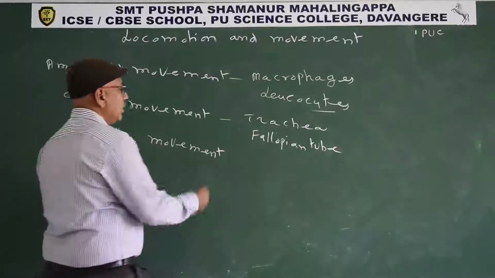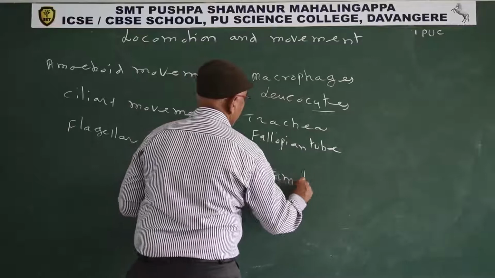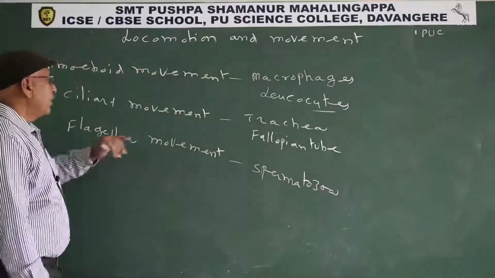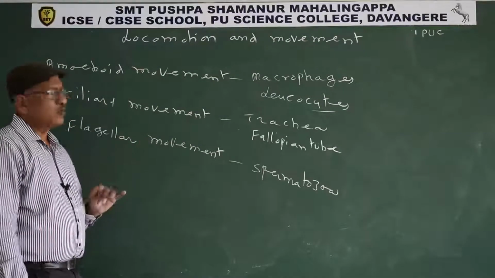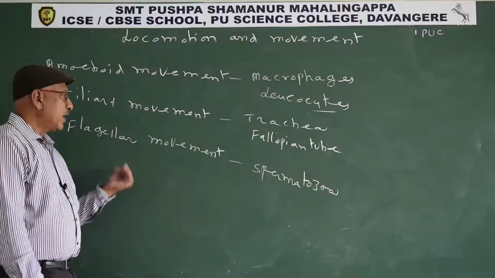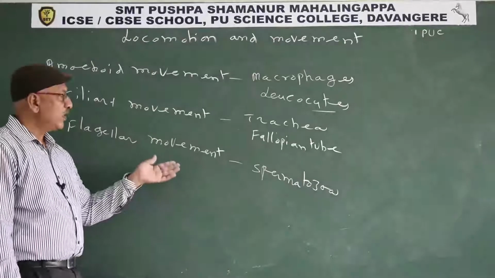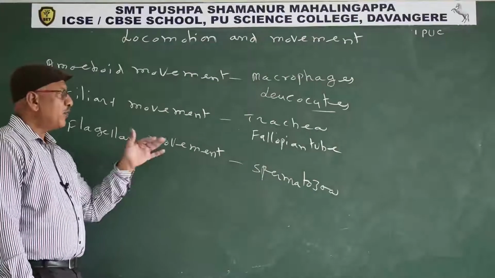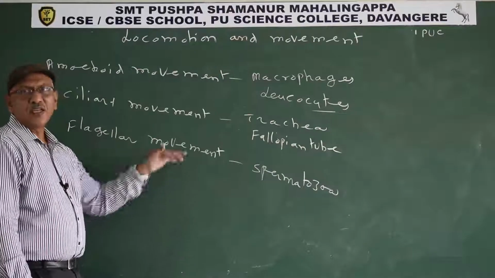Flagellar movement occurs in our body only in spermatozoa, that means only in the male human being. Spermatozoa, the male gametes, perform flagellar movement in male human beings and in female human beings also. Why? The same spermatozoa enter into the fallopian tube and perform flagellar locomotion. So flagellar movement is exhibited by spermatozoa.